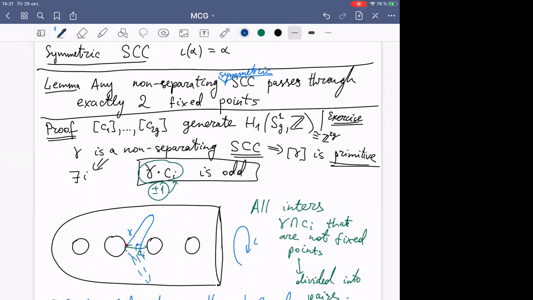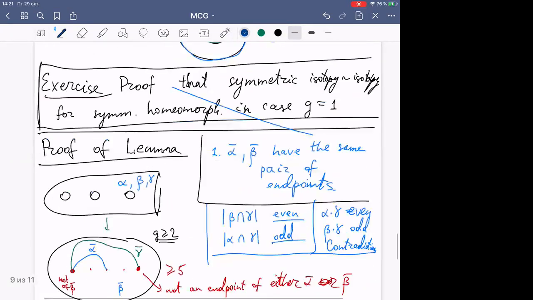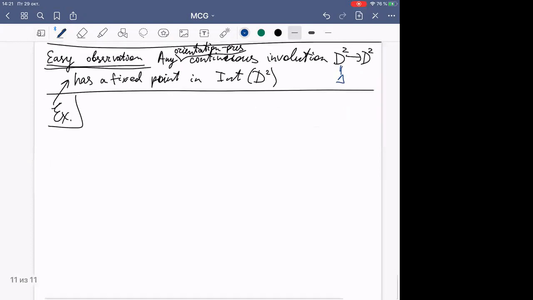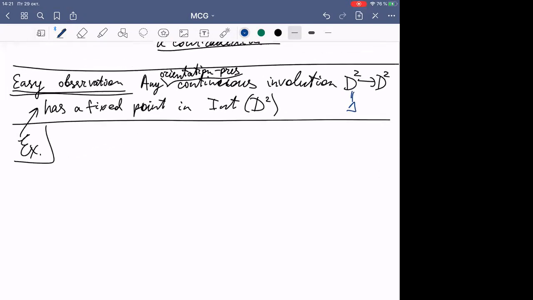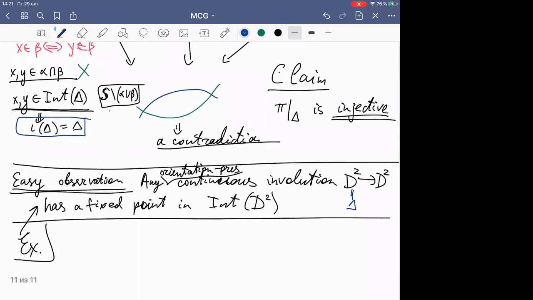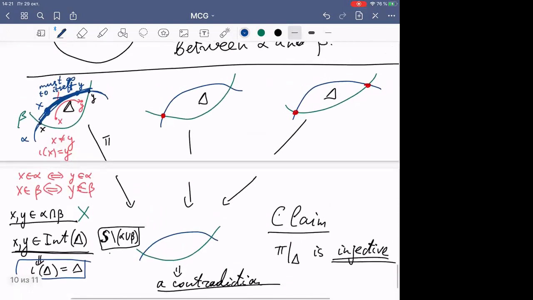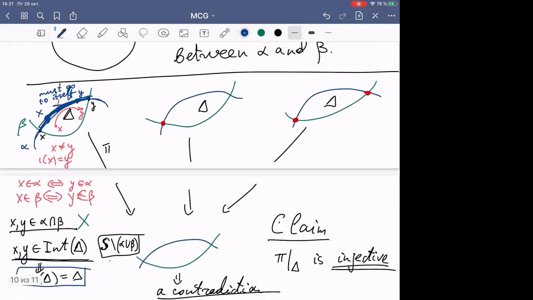Sorry, why can't there be a fixed point inside the disk? Why is it impossible to have a fixed point inside of a disk? Indeed, why is it impossible? It's a good question.